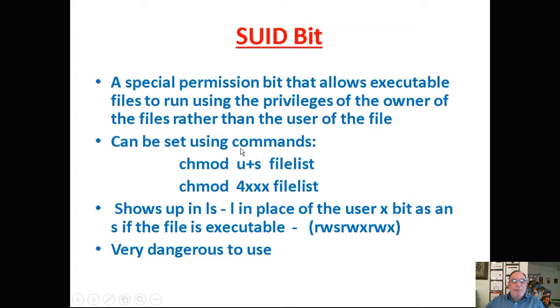And the change mode command for that would be u+s file list. Or you could use the change mode for 4xxx and the file list. That would show up in the ls -l command. In place of the user execute bit is an s if the file is executable. And you see that right here in the owner, read, write. And instead of execute, you have this s, which matches this s up here.